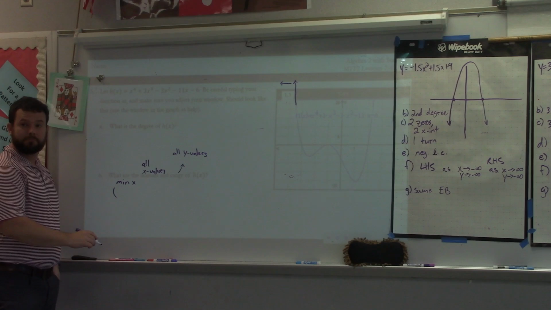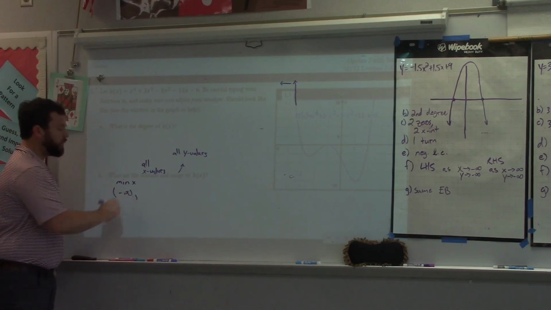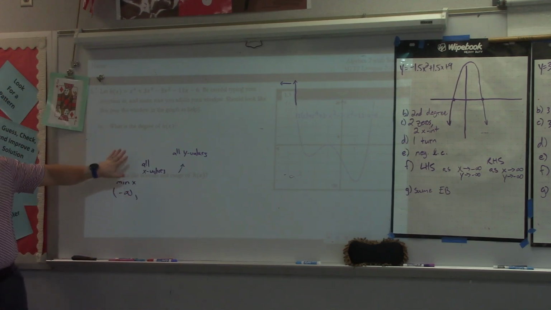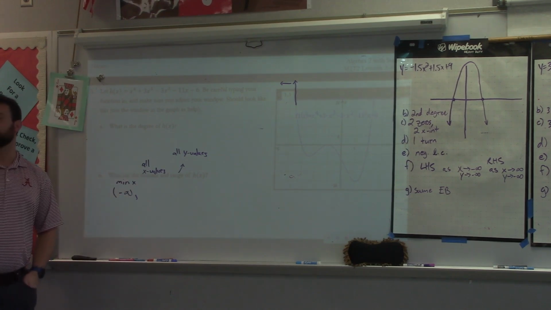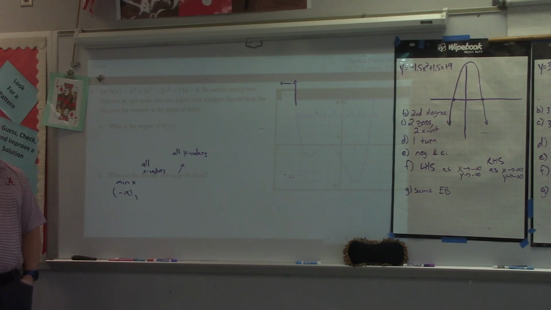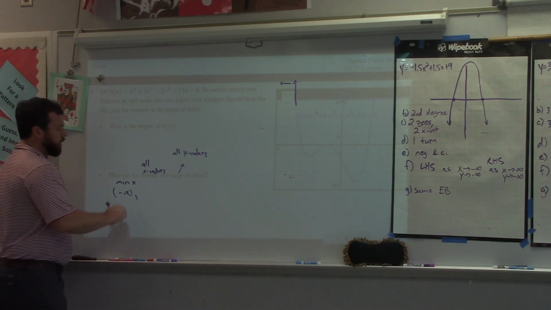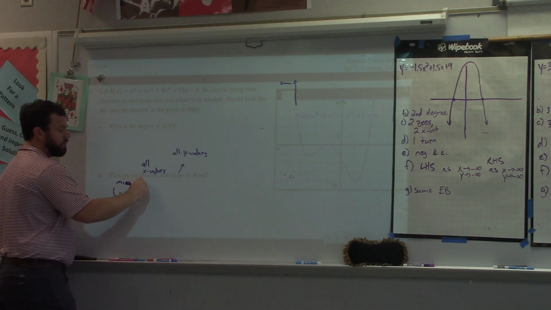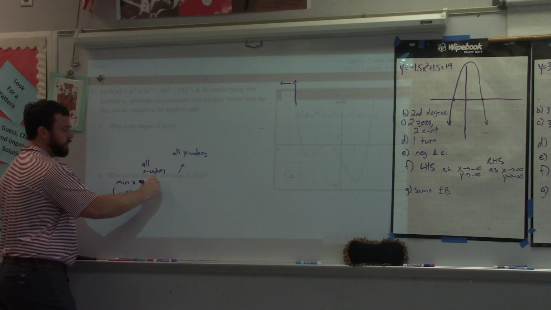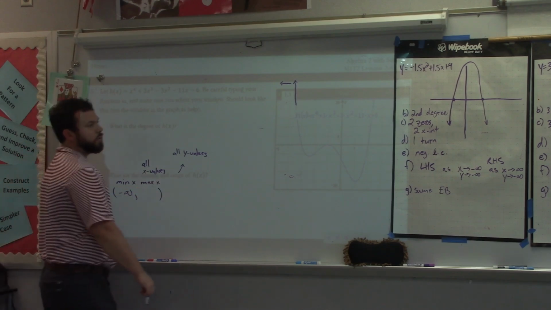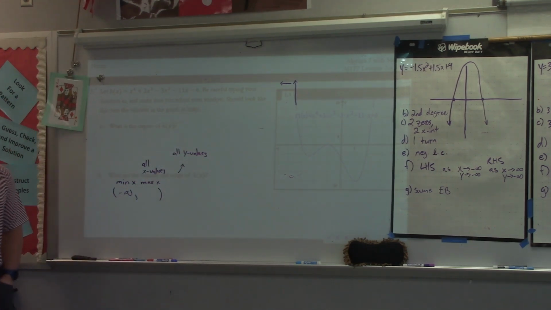It's what? Negative infinity. Minimum x. Notice how I've labeled this to identify what that negative infinity represents. That's strong evidence explaining why I put that number. What comes after the minimum? The maximum what? X. What's going to be the maximum x of that function?